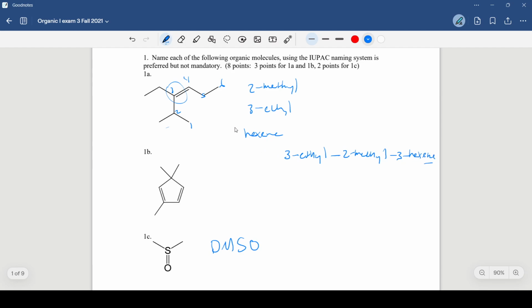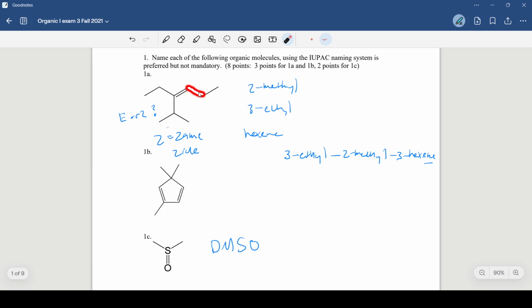Hexene with the E. Okay, and then one last thing. When you see a double bond, we have to consider E or Z. The way that I like to think of it is that Z equals same side. That means that if the two largest groups are on the same side, then it's Z.